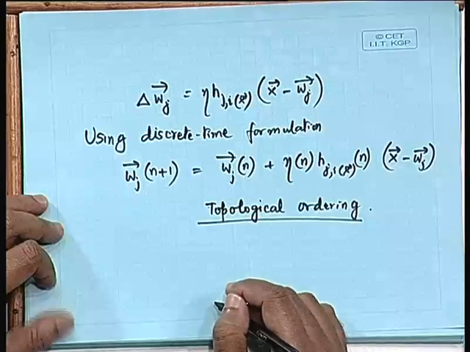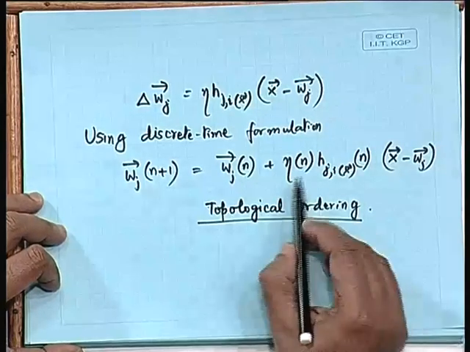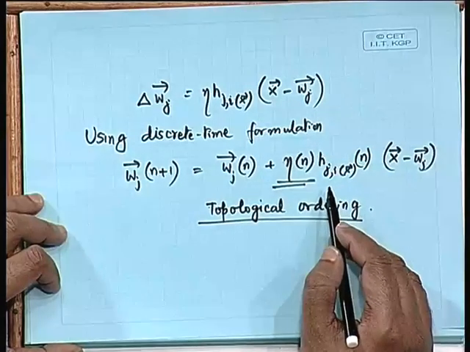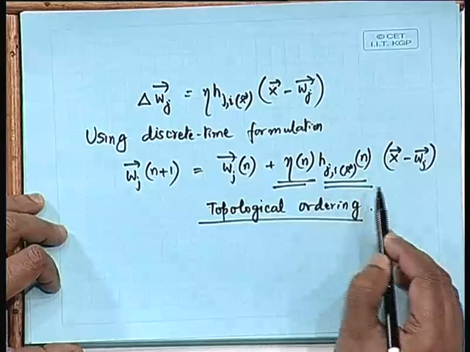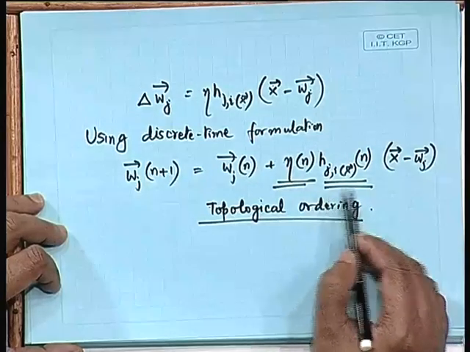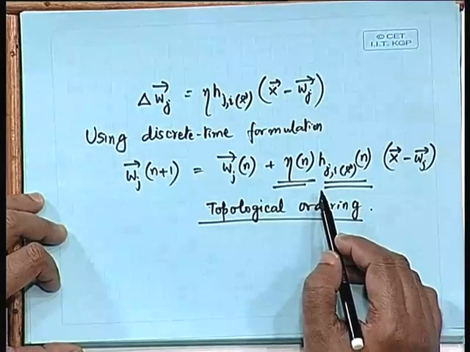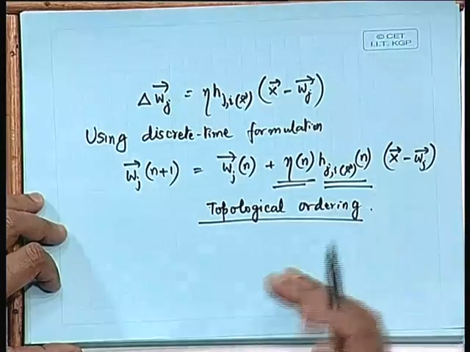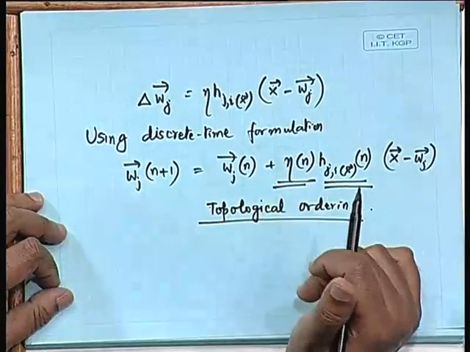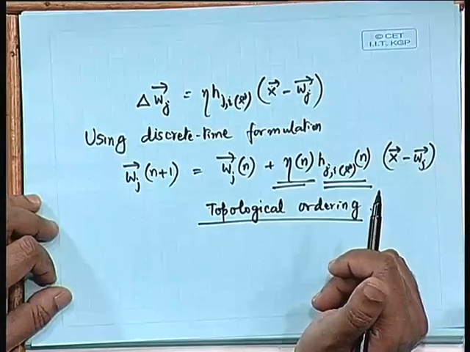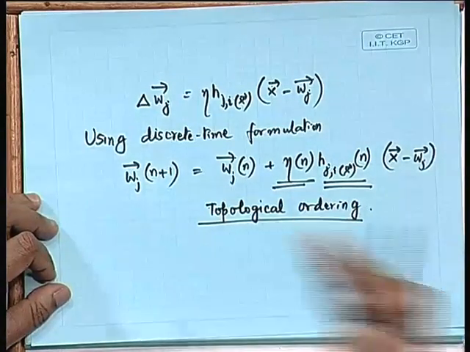Now, here we have got two heuristics to watch. One is this eta n, the choice of the eta, and the other is h of j I of n, that is also to be heuristically chosen. Now, h of j I n's decay function we have already defined, that it will be decaying in accordance with the decay of the sigma. Since the sigma shrinks down, h of j I also shrinks down.